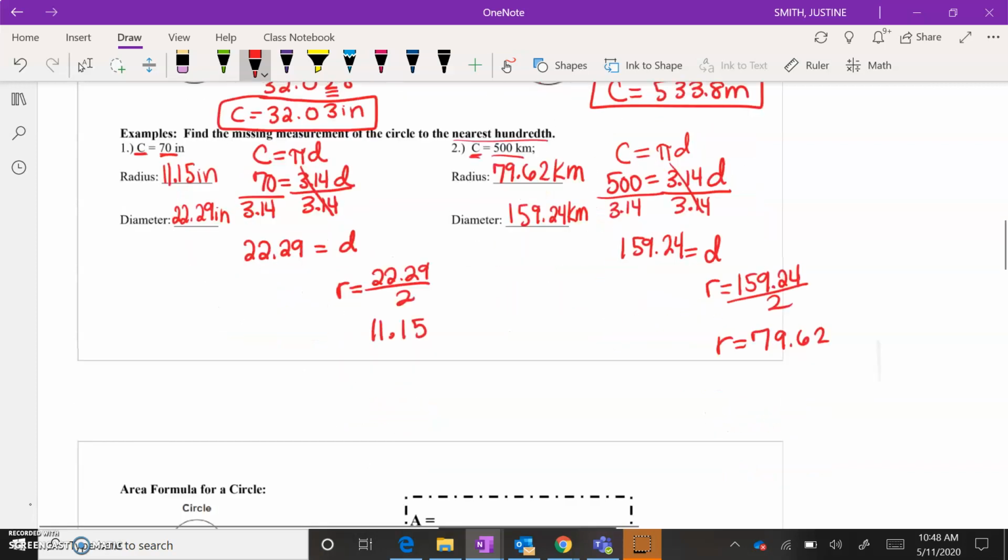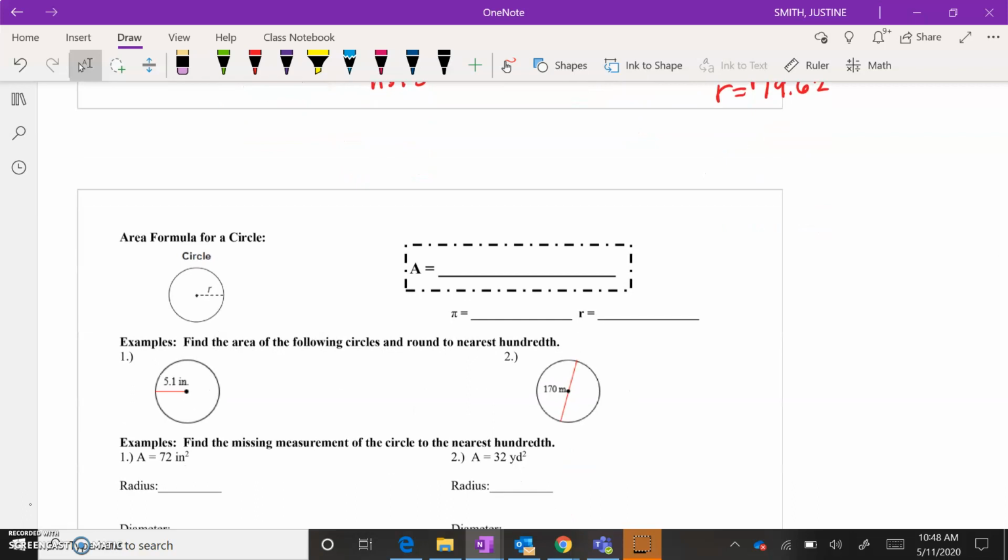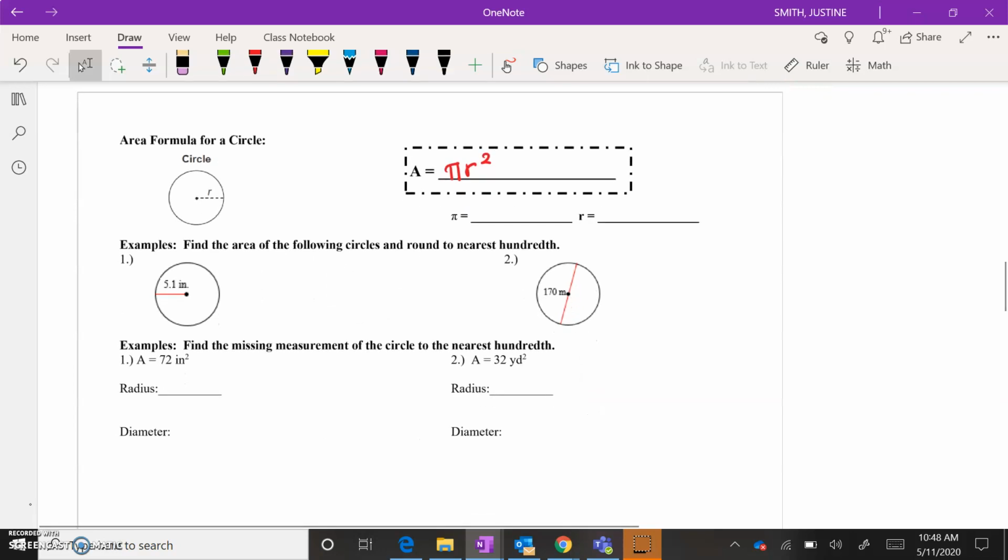All right, so moving on here to area. Okay, so for area, it's the amount of space inside of a circle. So we know that area is equal to pi times radius squared. Okay, so we know pi again is still going to be 3.14, and then the radius is just over here, halfway across the circle. Okay, we're going to square that.